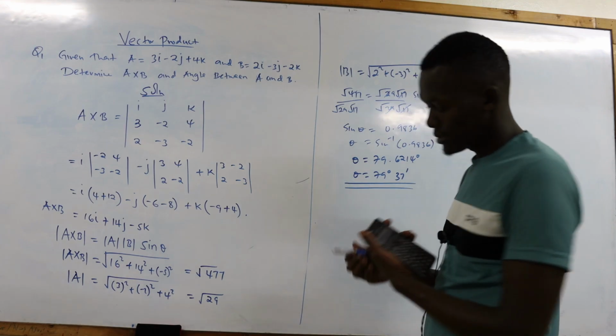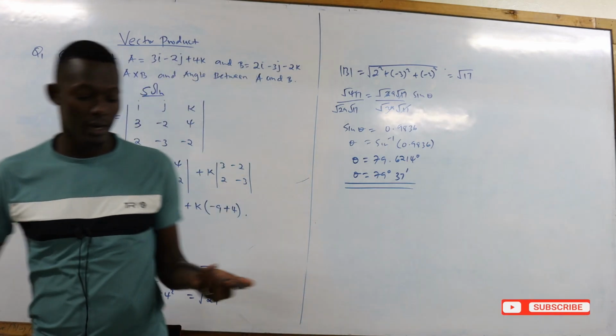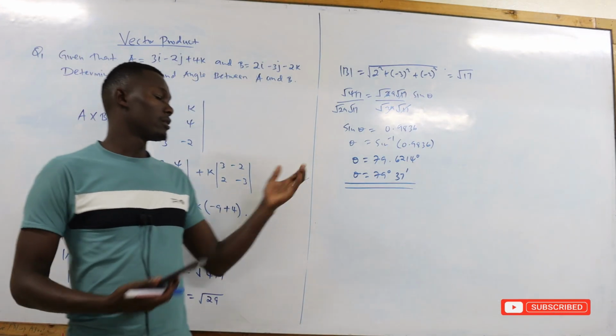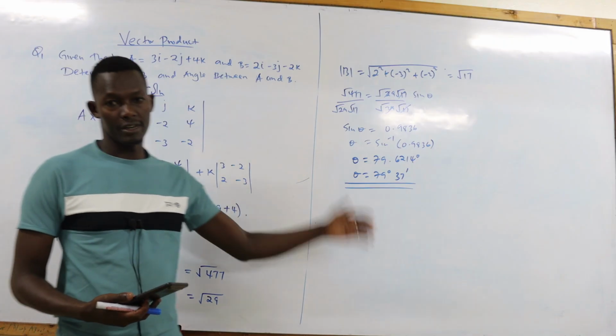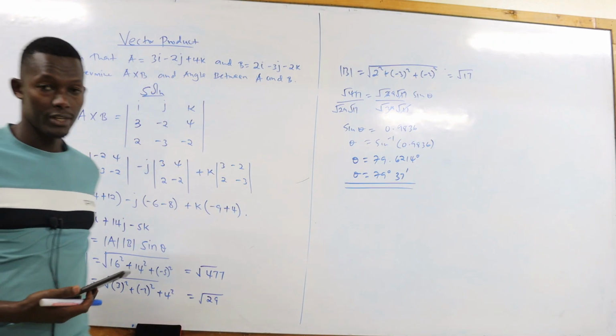So that is how you do the cross product and how to find the angle between those two vectors. Thank you and see you in the next lesson.